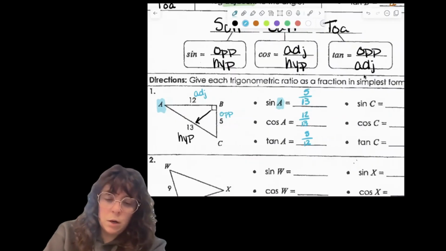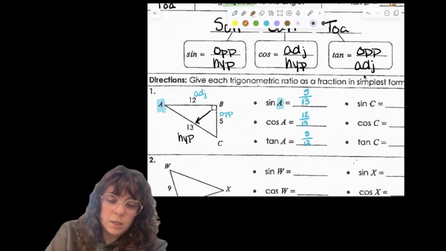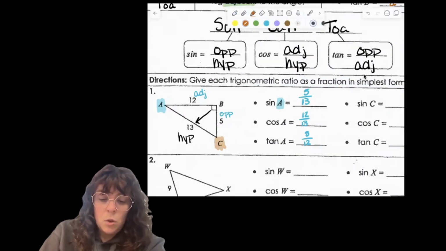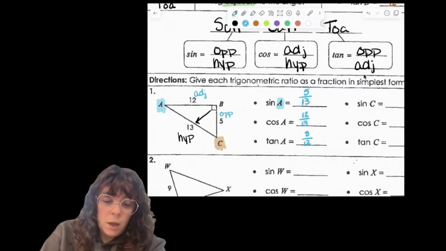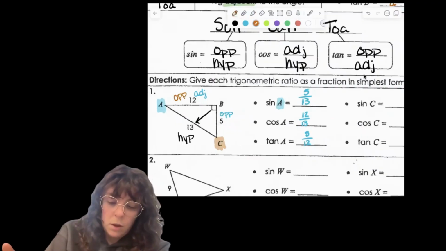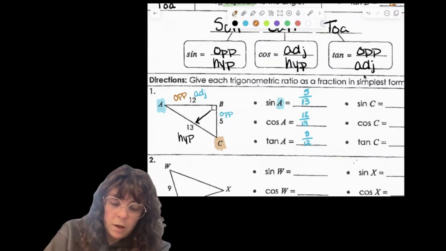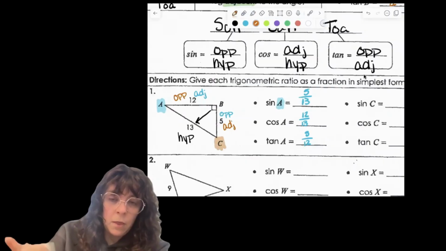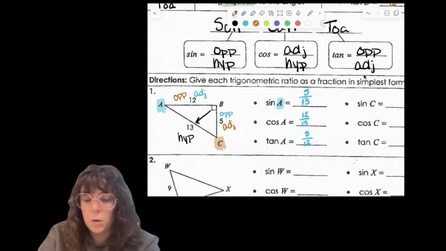The next one asks us for sine, cosine, and tangent if we were using angle C. So using angle C, the opposite side is 12. The adjacent side is 5. And then the hypotenuse is always the hypotenuse.